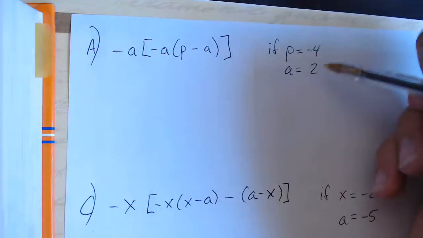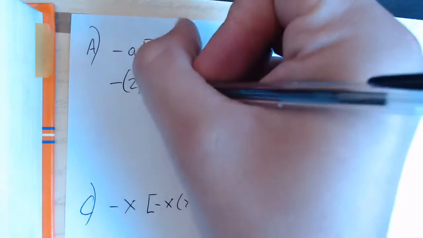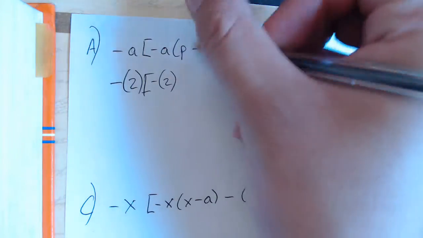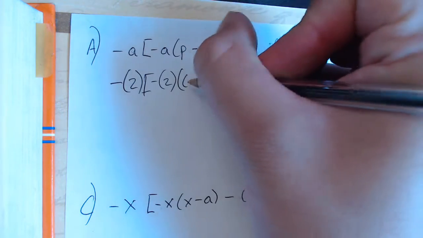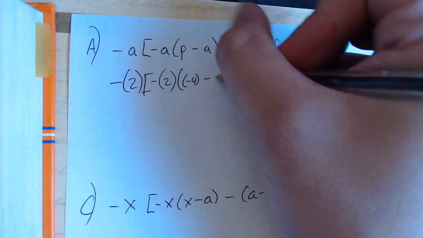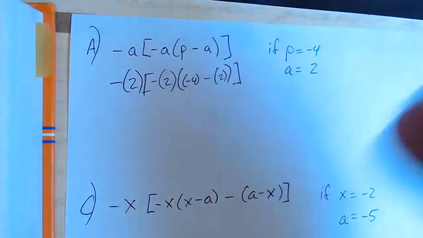Instead of writing A, I'm going to put parentheses 2. So I put the negative sign, parentheses 2. I'm going to put my brackets, the minus, parentheses 2. I'm going to put the parentheses for P, and instead of P, I'm going to put negative 4. And then the minus sign, and then parentheses 2 for A, and then put the end bracket.